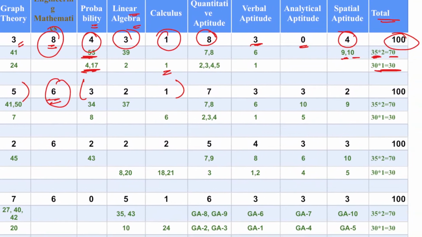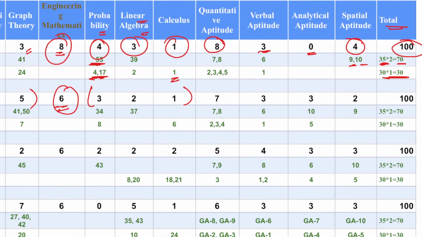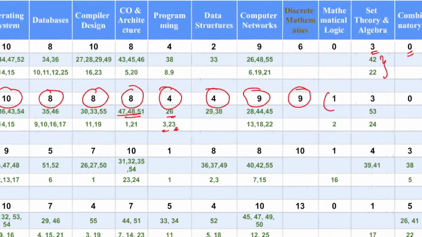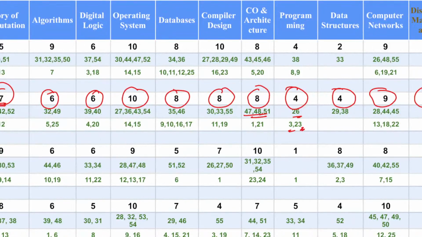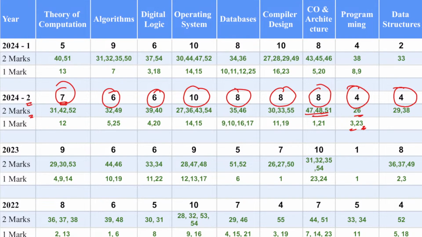Right, everyone? Yeah, now if we discuss for aptitude, so aptitude, quantitative aptitude, 7 mark came, verbal 3 marks, analytical aptitude 3 mark, after that spatial 2 mark. So here also in this for 35 questions came for 2 marks, 70, and for 1 mark 30 questions came. So in total 100 marks is there. So this is the analysis of GATE 2024. Okay, GATE 2024 analysis.